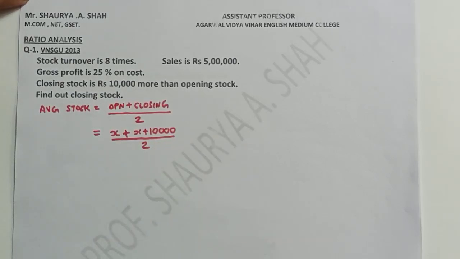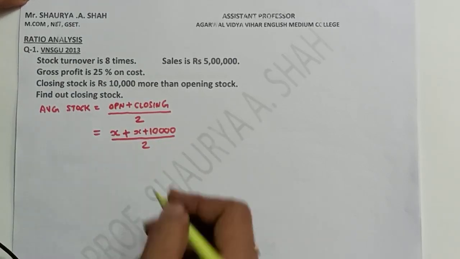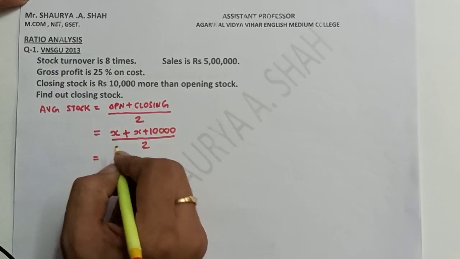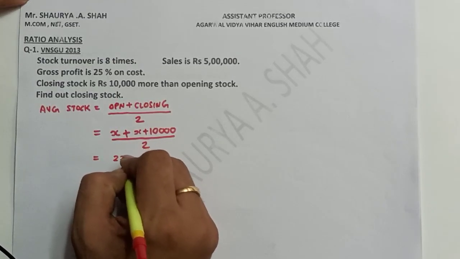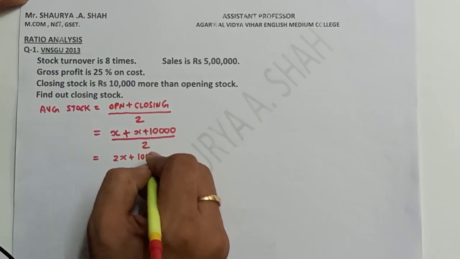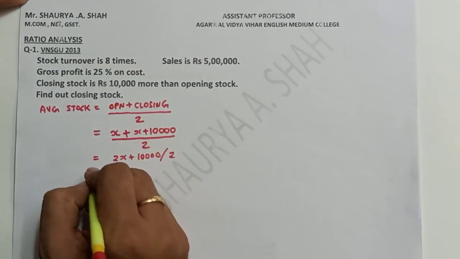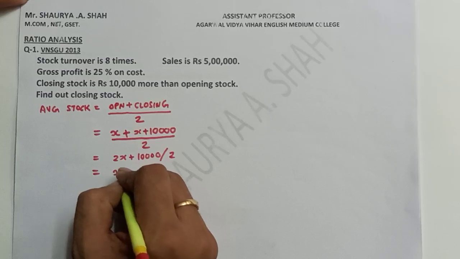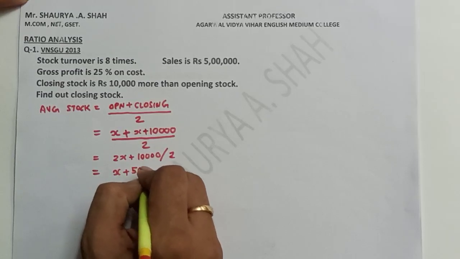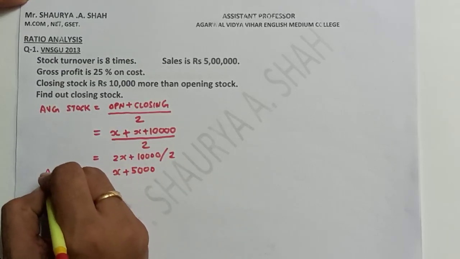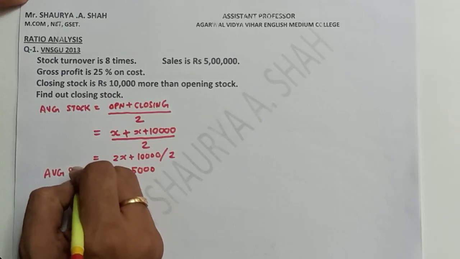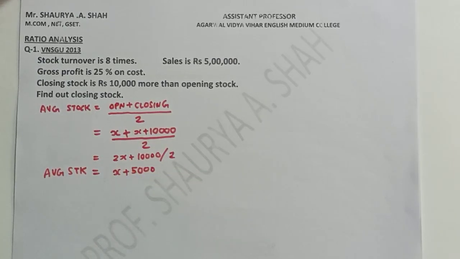Is it clear, I suppose? So my equation stands: if I add these, students, then it will be 2X plus 10,000 divided by 2. So I'll get the final equation. If I take 2 common, that will be X plus 5,000, which will be my average stock. Right now, as we don't have the value of average stock, and opening and closing are also missing, we will take it as X plus 5,000 only.